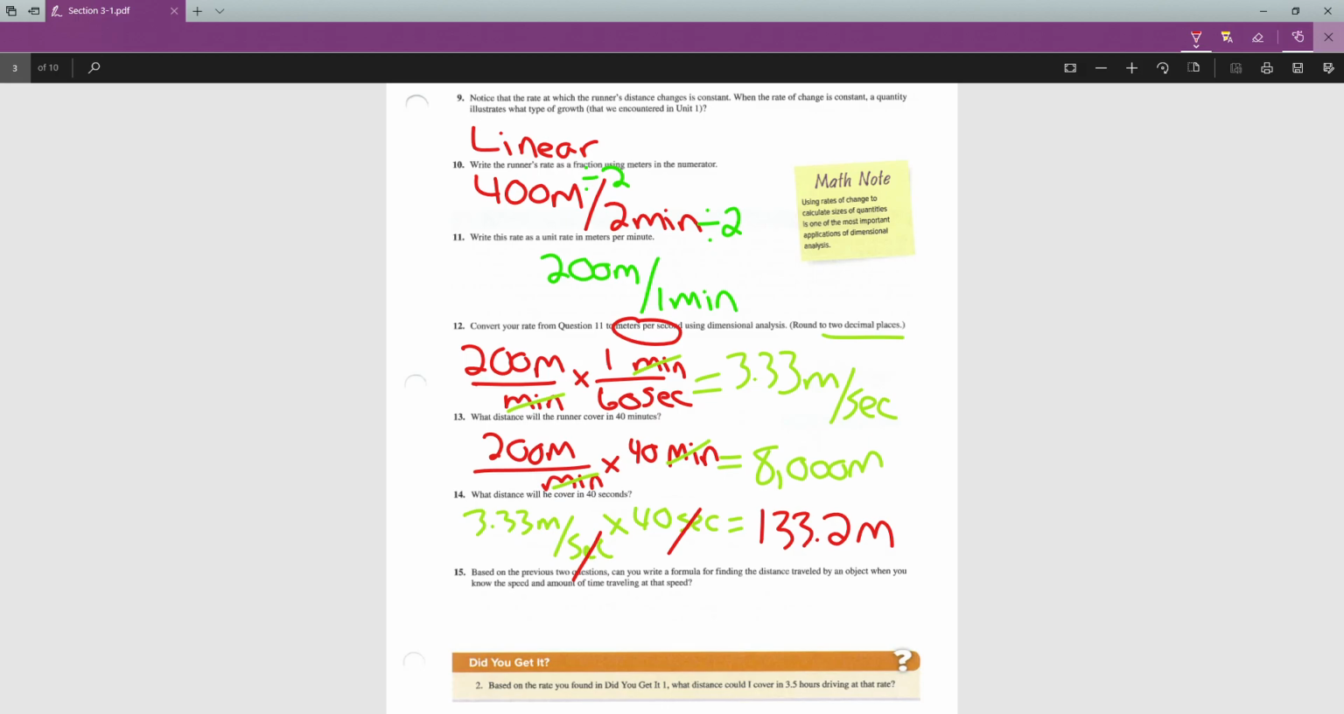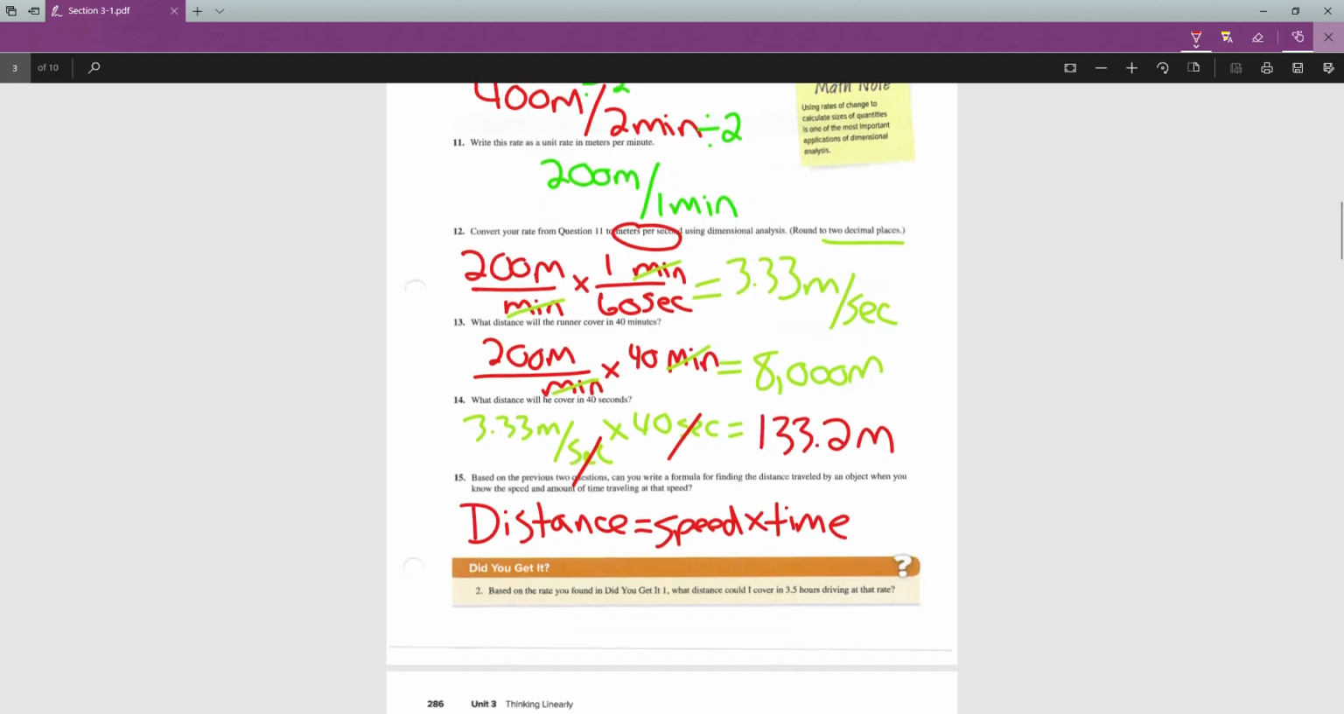Based on the previous two questions, can you write a formula for finding the distance traveled by an object when you know the speed and the amount of time traveling? The formula is going to be distance equals speed times time. Some of you may recall this from a previous math course as distance equals rate times time, and that works as well.